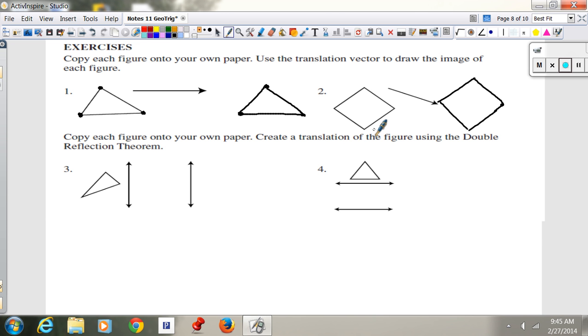Just sliding it over. Number 3 says use the double reflection theorem to create a translation. So I'm going to take this point right here and put it right on this side. You see where that one went? From here right to here. I'm going to take this point and move it over to here. And this bottom point is going to be way over here. And I'm going to draw in my figure.